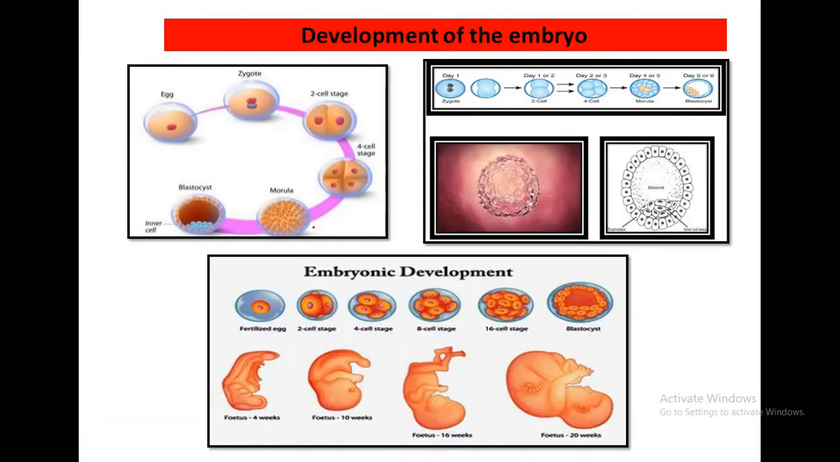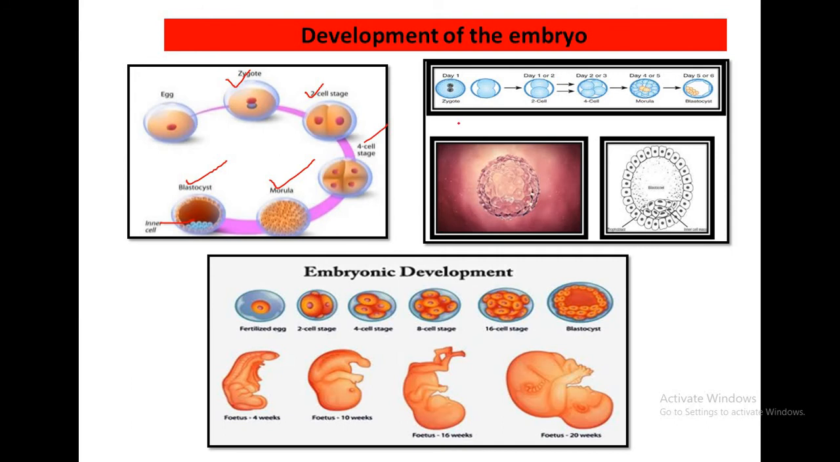In this picture, you can see this is the egg, and this egg converts into the zygote, and the zygote divides into the 2 cell stage, and again divides into the 4 cell stage, and this converts into the morula, and then blastocyst formation starts. This is the inner side of the blastocyst.